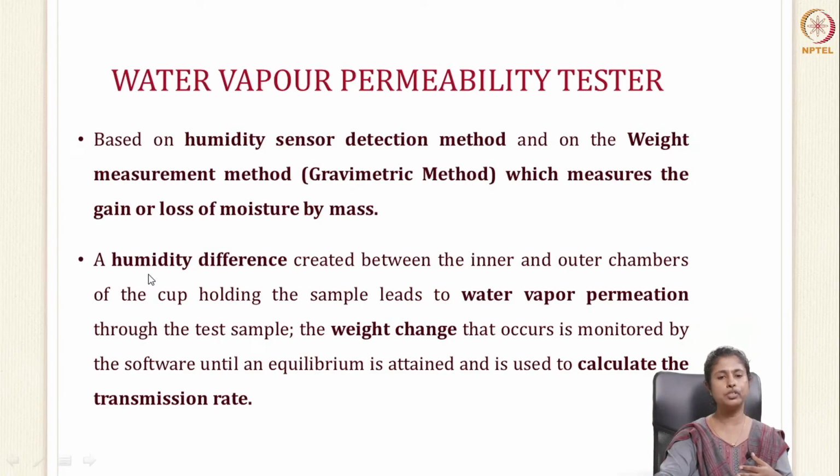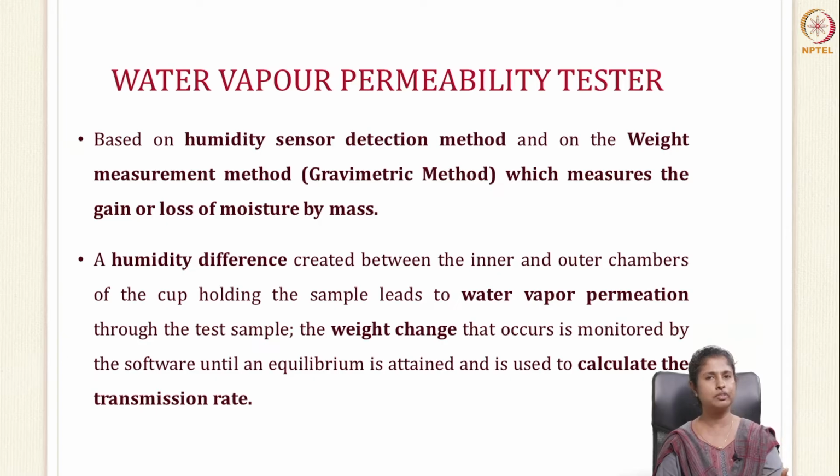There is also a water vapor permeability tester. All water vapor transmission tests are based on a humidity sensor detection method. Here weight measurement is done, or the gravimetric method, and this measures the gain or the loss in the mass of the desiccant. Basically, a humidity difference is created between the inner and the outer chambers of the cup that holds the sample. This leads to water vapor permeation through the test material. The weight change that occurs is monitored with the software until you get an equilibrated value, and this is calculated as the transmission rate.